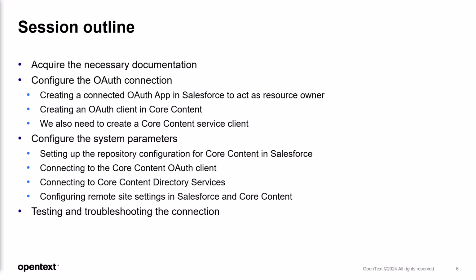Then we need to do a couple of system parameters. So configure system parameters. We are going to configure the content repository in Salesforce for core content, connecting the core content OAuth client, and connecting the content services from core content so that we can leverage those. And then last but not least, we're then going to configure remote site settings in Salesforce and core content to make sure that the two apps can talk to each other freely without any limitation.